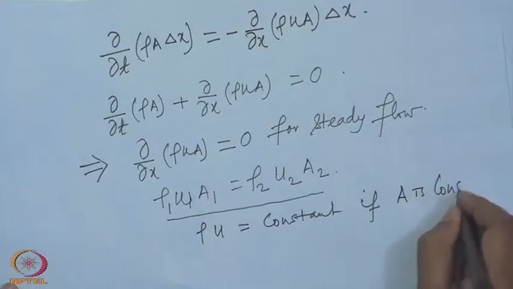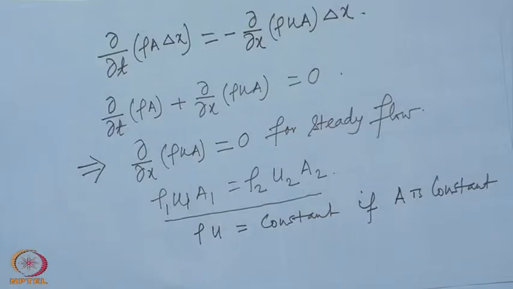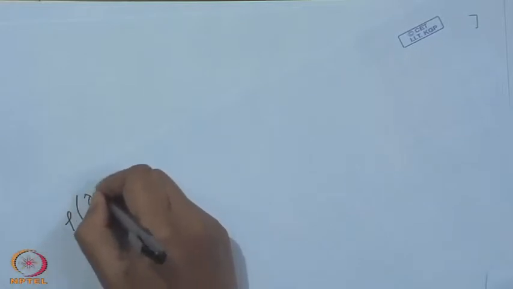If A is constant. Now, we will consider the Euler's equations, or the momentum conservation equation, for inviscid compressible flow. The one dimensional form of the Euler's equation, or the momentum conservation equation, for compressible flow can be written as rho du dt.